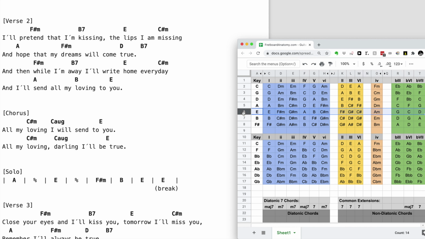Let's take a look at another key that has F sharp minor in it, which is our starting chord. F sharp minor. Okay, that's cool. B7. We expect the 5 chord of E to be B7. All right, cool. E, okay, that makes sense. That's 1. C sharp minor, that's 6. A is 4. F sharp minor is 2. To B7, that's like a 2-5-1 right there. F sharp minor, B, E.